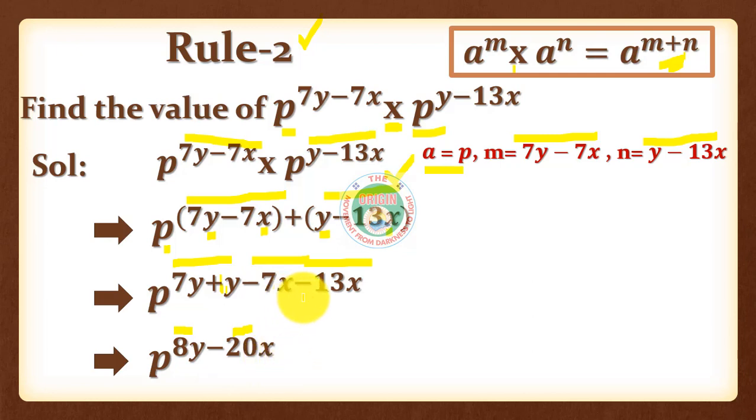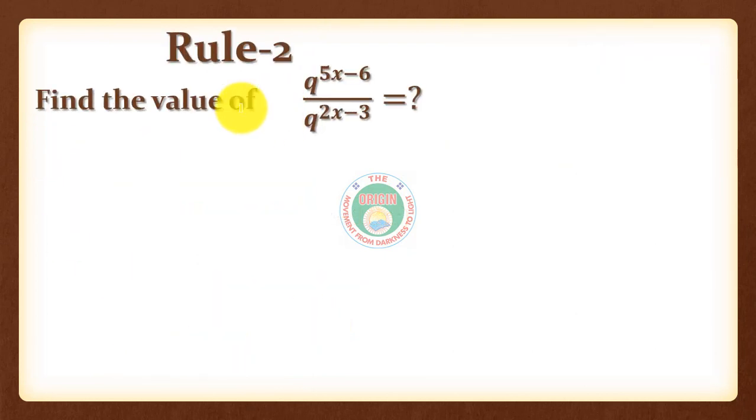With the condition, when 2 or more numbers are having the same sign, then you should add it. The resultant should get the sign of the given numbers. Next, this is the answer, p power 8y minus 20x. Next, coming to the rule 3. This is rule 3, not rule 2.